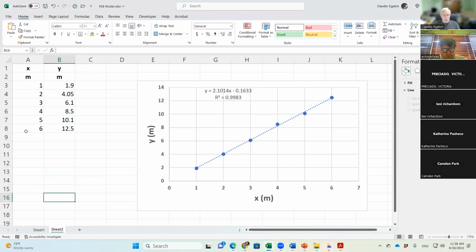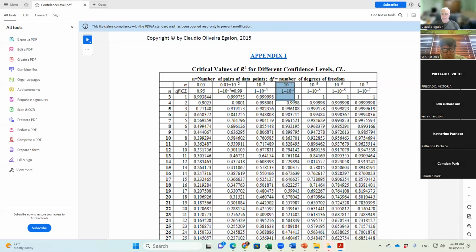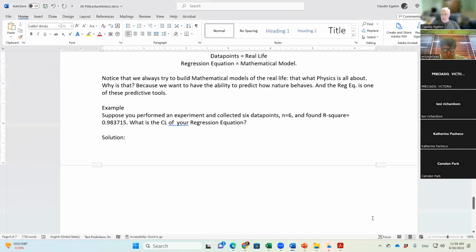Let's take a look here. 1 minus 10 to minus 4 is what? 0.9999, which is 99.99%. So using the table provided, the CL is 99.99%. So that you can apply the same approach for other values, okay? Any questions about that?